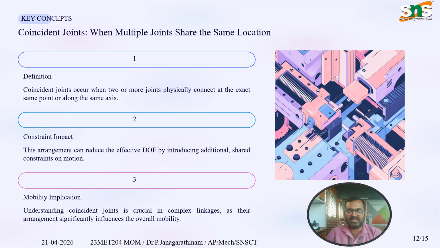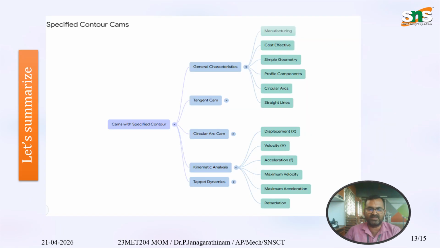These are some of the components that will be used, like coincident joints, multiple joints that share the same location. Coincident joints occur when two or more joints physically connect at the exact same point or along the same axis, with constraint impact and mobility implications. Mobility, the degrees of freedom, also has to be considered.